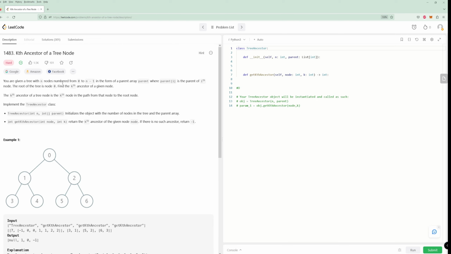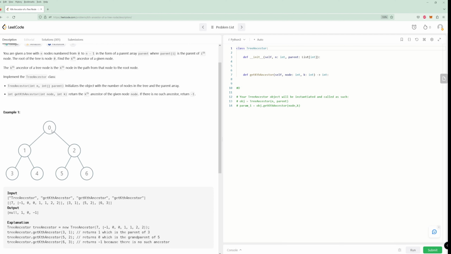So let's do a brief overview of the problem. You're basically given a tree with a number of nodes, initialized 0 to n. Here there's a balanced tree, but you're not necessarily given a balanced tree. It can be any kind of tree. And it's asking, given a node and a k, return the kth ancestor of the node. If it doesn't exist, return -1.